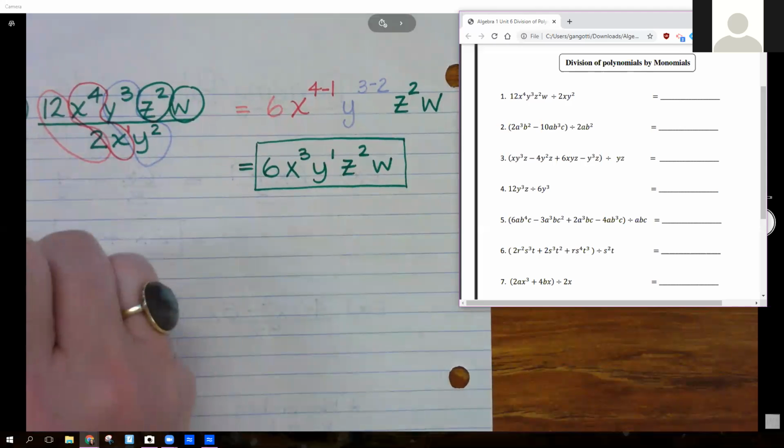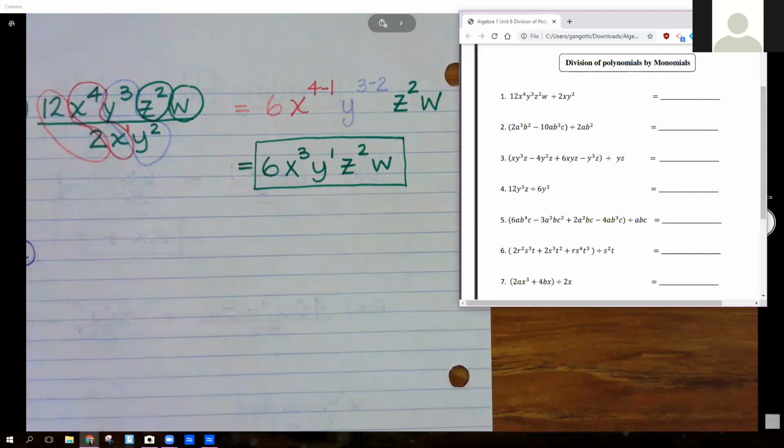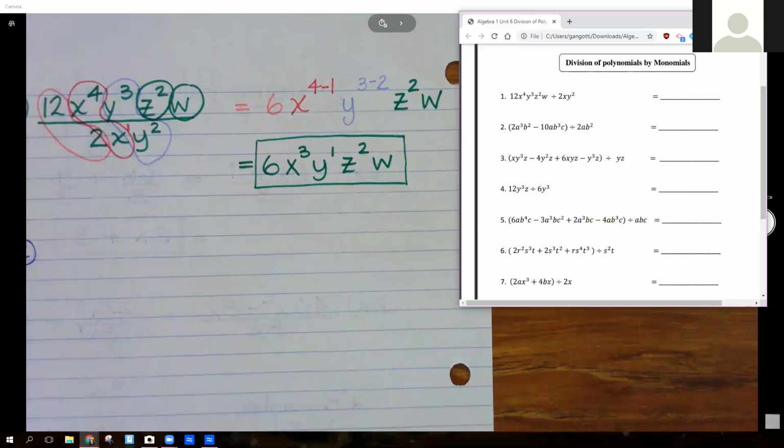Number 2. Now we're actually into the polynomials. I can tell that I'm into the polynomials because I can see that there's a subtraction sign. And as soon as you have subtraction or addition, that separates the terms. And so you now have more than one term. You have, in number 2, 2 terms divided by 1 term.